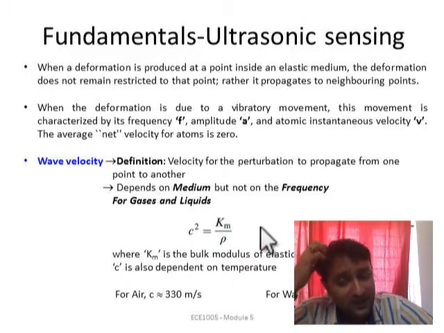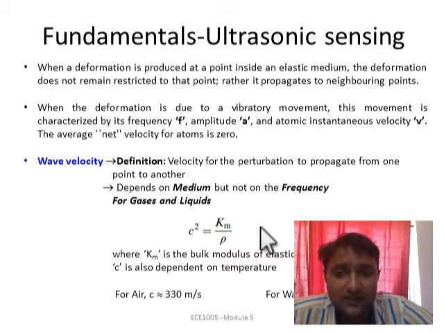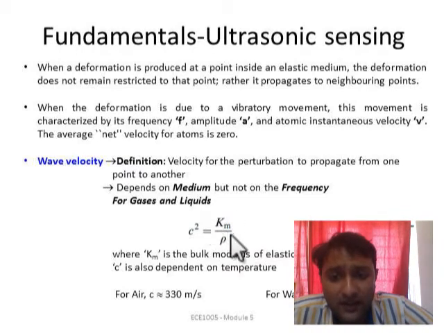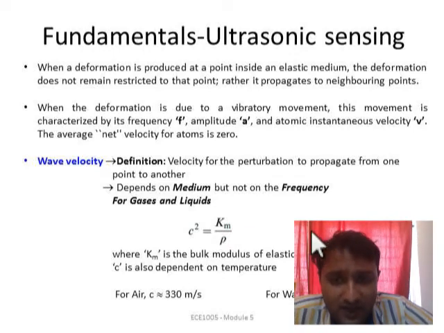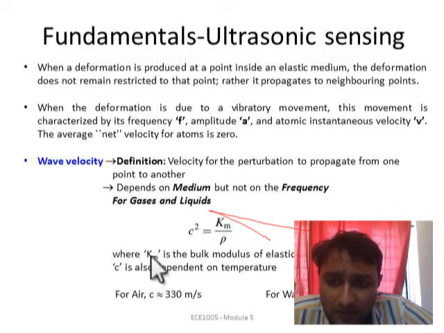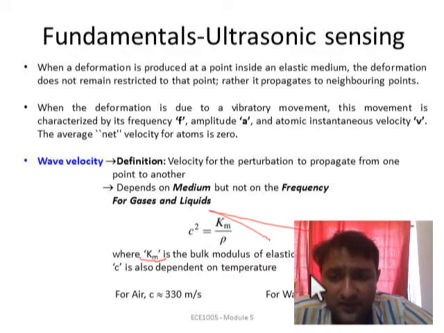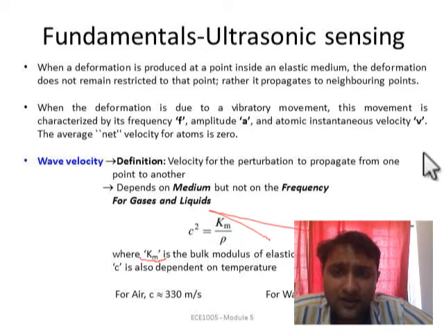When the temperature is high, the viscosity of the gases or the media also decreases, as a result of which the total impedance also reduces. So the velocity increases, which is given by Km by rho. Km is the bulk modulus of elasticity, and rho is the specific resistance or the resistance offered by the media.